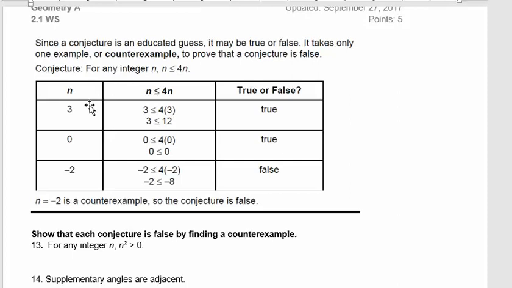All right, here's just an example. It says for any integer n, n is always going to be less than or equal to 4n. So they tried some different numbers. It was true at 3 because 3 is less than or equal to 12. It was true for 0 because 0 is less than or equal to 0, because it's equal. But at negative 2, negative 2 is not less than or equal to negative 8. Negative 8 is less because it's farther to the left on the number line. So it's false for the negative number. So this conjecture is not a good conjecture. It's false because of that counterexample.